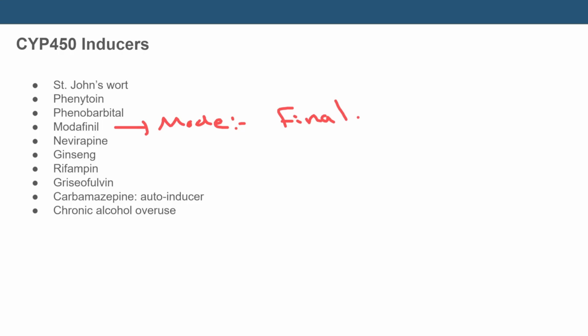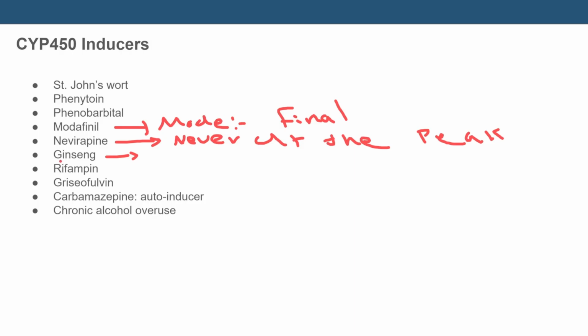The other one is nevirapine. Nevirapine means never at the peak. Never being at the peak means your drug levels are never going to be high. That means they are going to be low. And there's one low yield drug interaction that is a CYP450 inducer you also have to know. That is ginseng. Okay, ginseng is low yield, but you also need to know this.